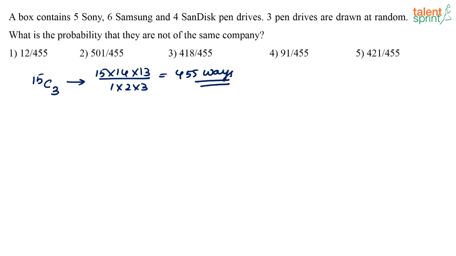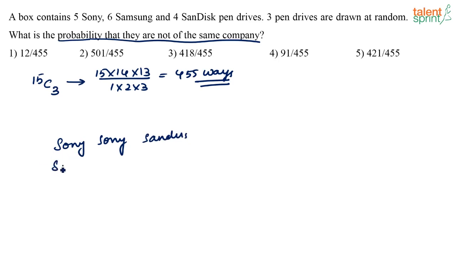Then next, what should you do? What are they saying? 3 pen drives are drawn at random. What is the probability that they are not of the same company? One thing that we need to be clear is what is it that they are asking. They are saying that the 3 pen drives should not be of the same company, means all the 3 pen drives should not belong to the same company. The first 2 pen drives can be Sony, right? So these are all possibilities that can come. The first 2 can be Sony and the next one can be SanDisk. Now the first pen drive can be SanDisk, the next 2 can be Samsung. All these are possibilities that can come in what they are asking.